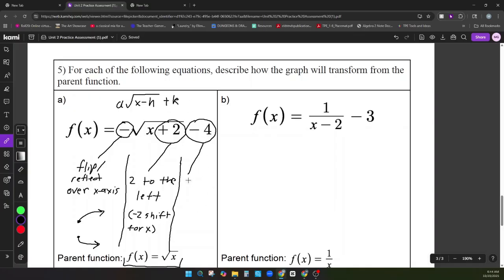-4, k is straightforward. K is my vertical. This is going to be 4 units down. Okay? And that's what I'm asking for.